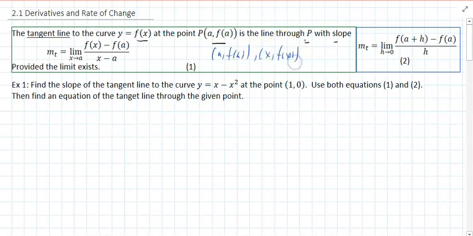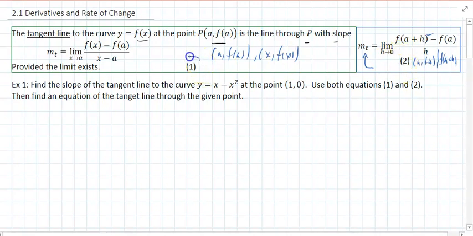So y2 minus y1 over x2 minus x1. Or we have another form for it. If you run from (a, f of a) to (a plus h, f of a plus h), the same deal happened: y2 minus y1 over x2 minus x1. So we have two of those, one form and the next.